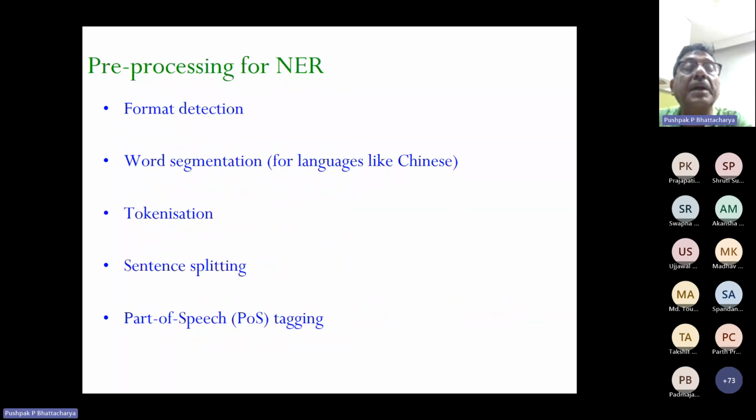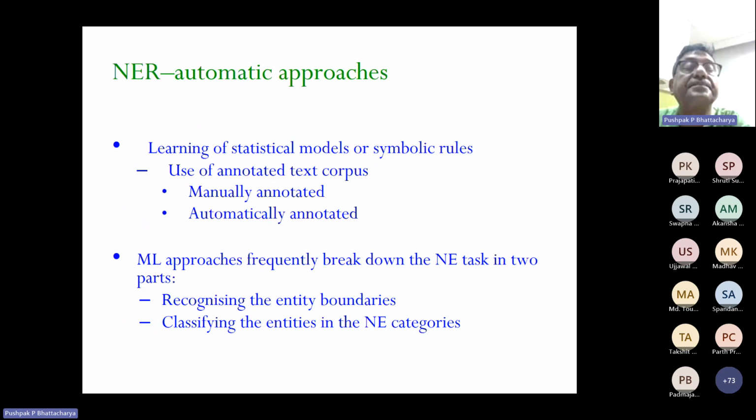Now, pre-processing is needed many times for NER. We have to detect the format. We have to do word segmentation like Chinese. We have to do tokenization, sentence splitting, part-of-speech tagging. These are required for pre-processing. Now, the automatic approaches are based on learning of statistical models, or we learn the symbolic rules from a trained ML model.